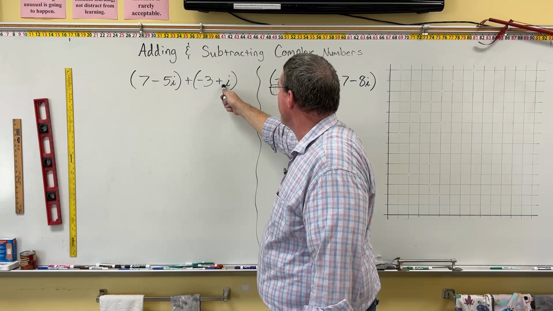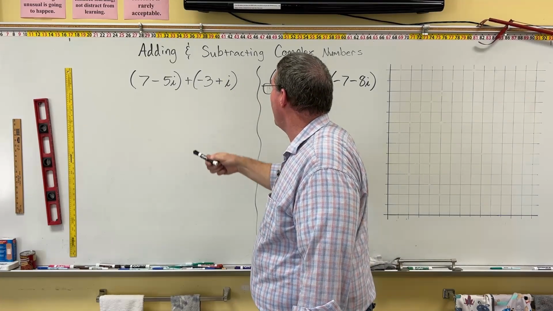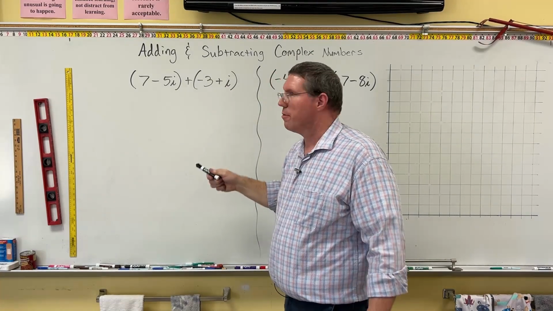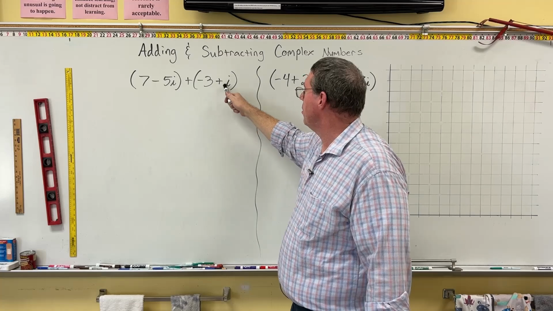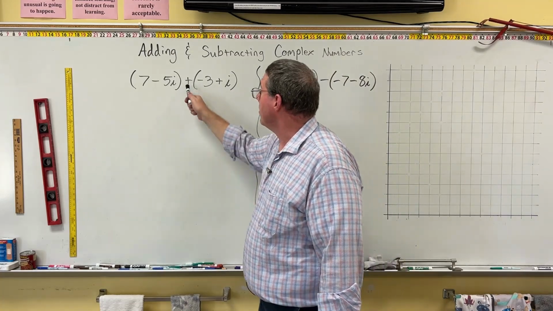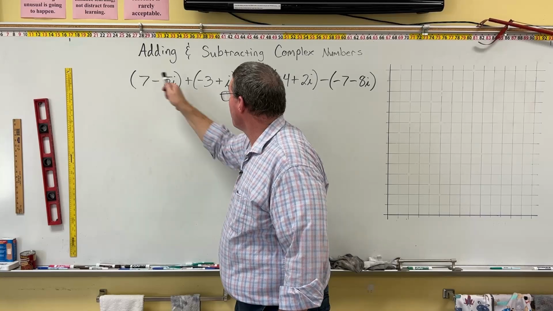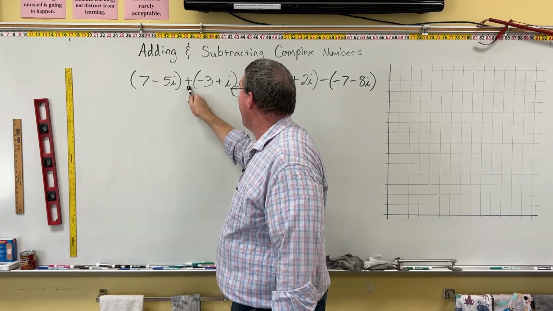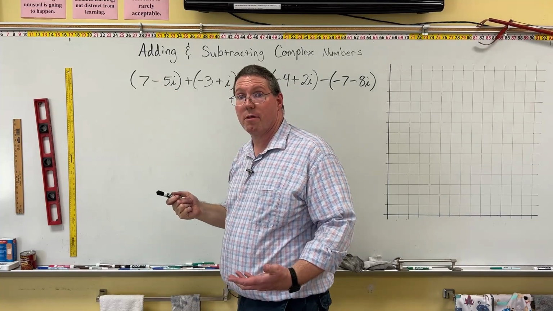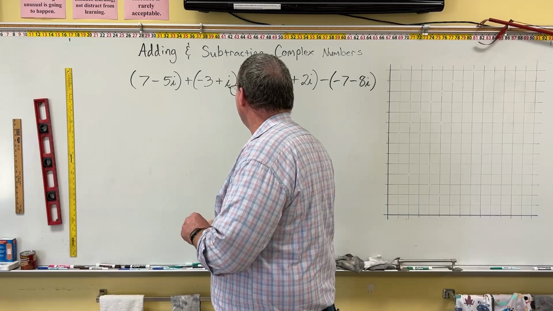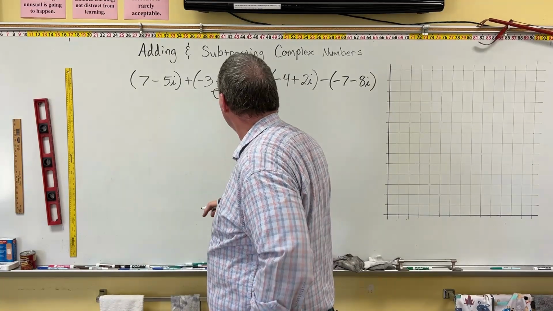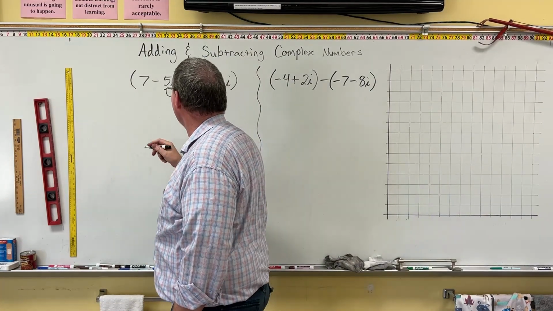What is the imaginary part here? If there's no number in front of the i, well then there's a 1 there. So this is the same thing as saying negative 3 plus 1i. We're adding these two together. Basically all we do is we add together the real parts, and then we add together the imaginary parts. And then we add the two separate pieces together. So this is what it's going to look like.